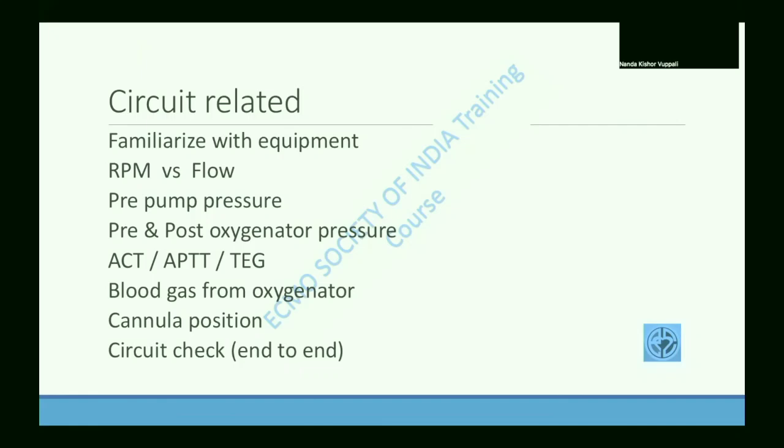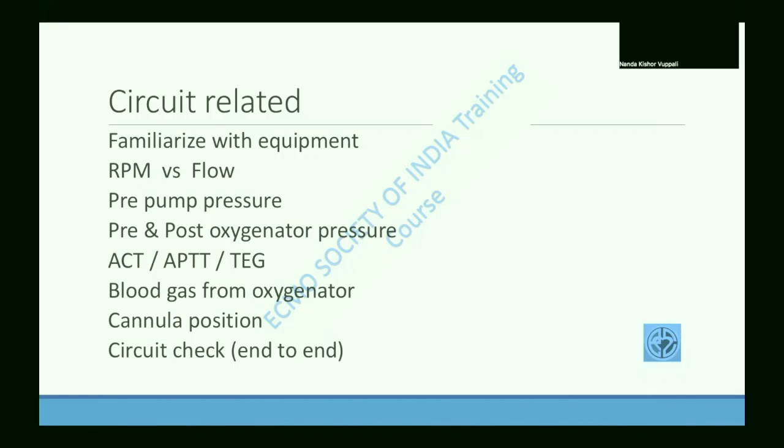In those situations, you give volume and then the flows go up with the same RPM. Similarly, if there's an obstruction or a kink in the return limb, for the same RPM flows would come down. Then we need to look for whether there is any obstruction there, or whether the cannula is hitting against any vessel wall, and we need to address those issues rather than just going up on the RPM.